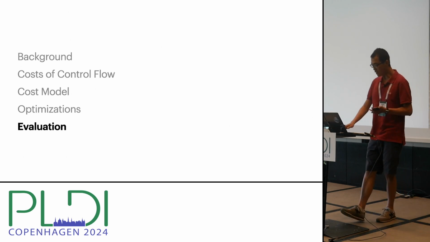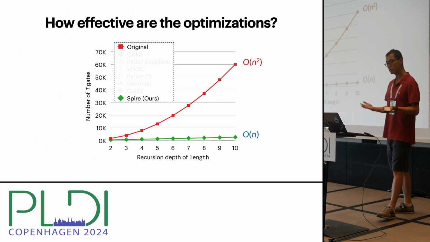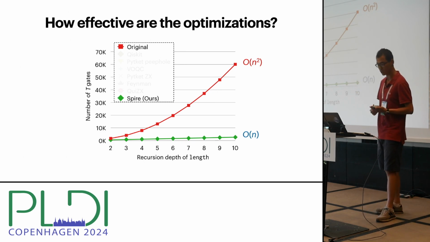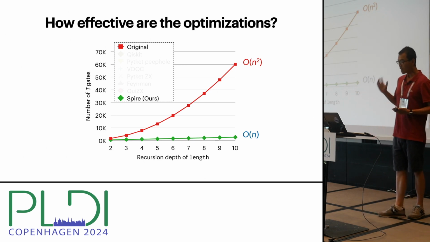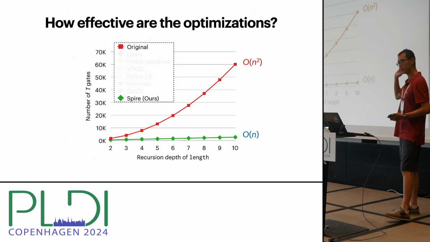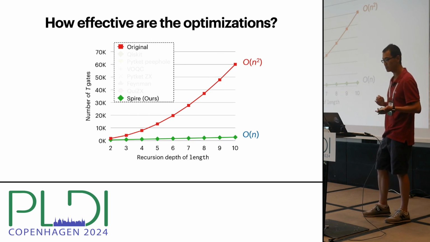What we did to evaluate the Spire compiler was that we used a series of 11 benchmarks that utilize operations over quantum data structures from some of our prior work. As we saw just earlier, Spire is able to reduce the T complexity of the program from O of n squared to O of n in the case of the length program. You can see our paper for our full suite of benchmarks.